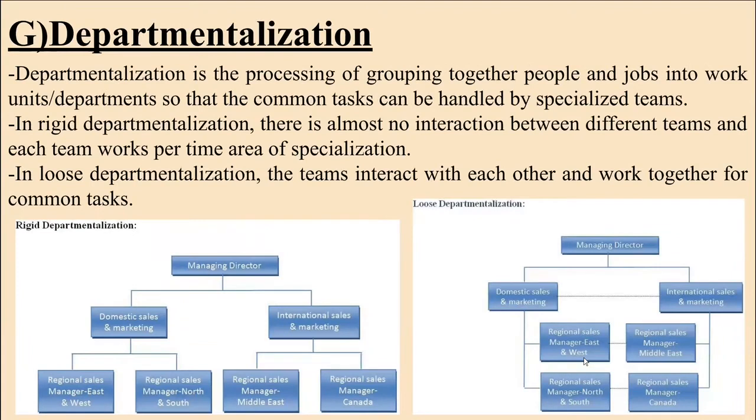So the last element is departmentalization, which is the process of grouping together people and jobs into work units so that the common tasks can be handled by a specialized team. This departmentalization can be divided into two types. The first is rigid, where there is almost no interaction between different teams, and each team works on its own area of specialization. The second is loose departmentalization, where the teams interact with each other and work together for common tasks.